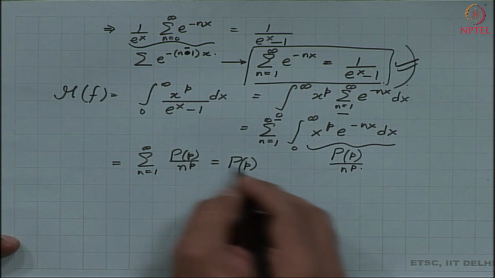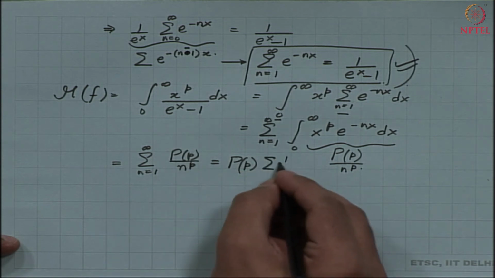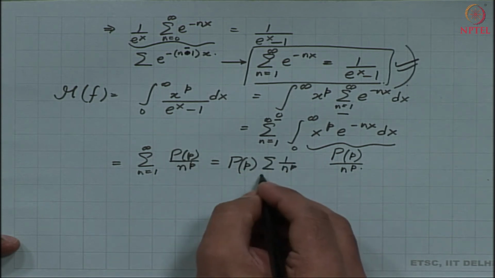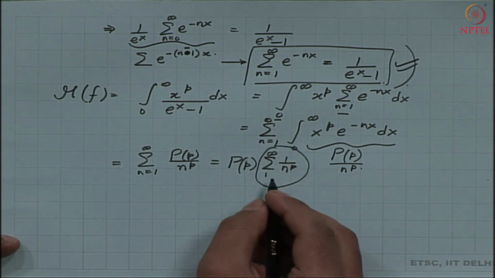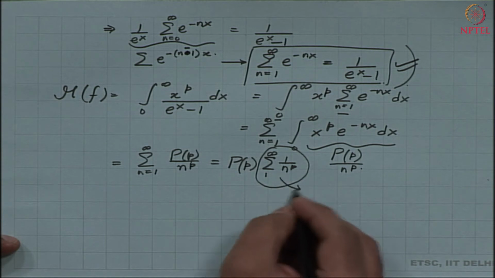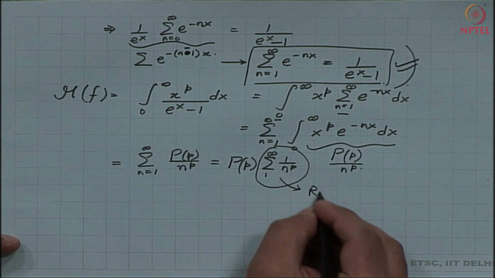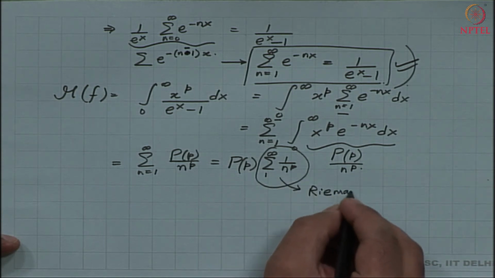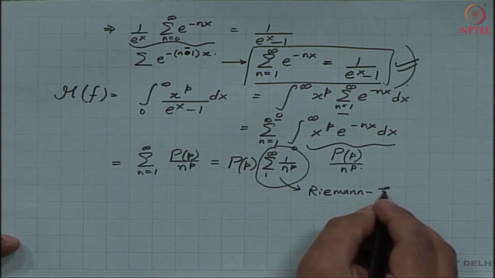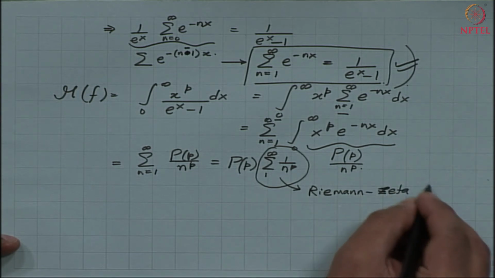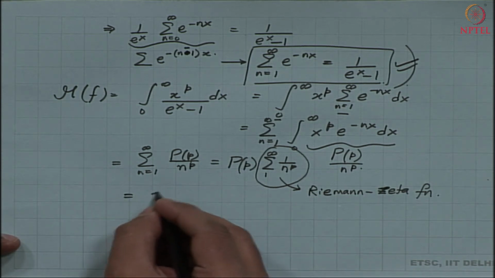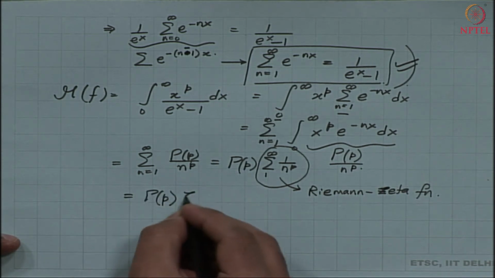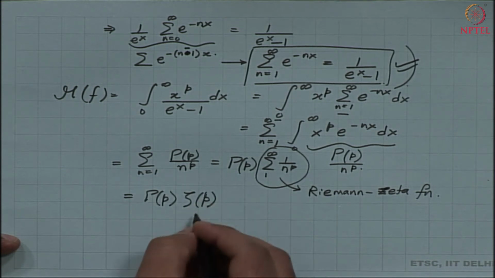The term in the numerator is independent of n. So, this is gamma of p times the summation 1 by n to the power p from 1 to infinity. Notice that this is my famous Riemann zeta function. So, my Riemann zeta function is defined by this sum. So, I write this as gamma of p times the zeta function evaluated at this p.